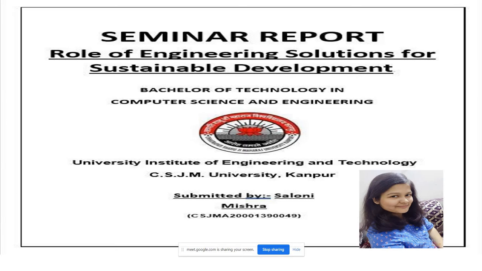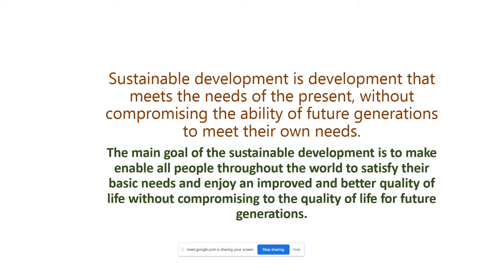So, what is sustainable development? Sustainable development is development that meets the needs of the present without compromising the ability of future generations to meet their own needs. The main goal of sustainable development is to enable all people throughout the world to satisfy their basic needs and enjoy an improved and better quality of life without compromising the quality of life of future generations.